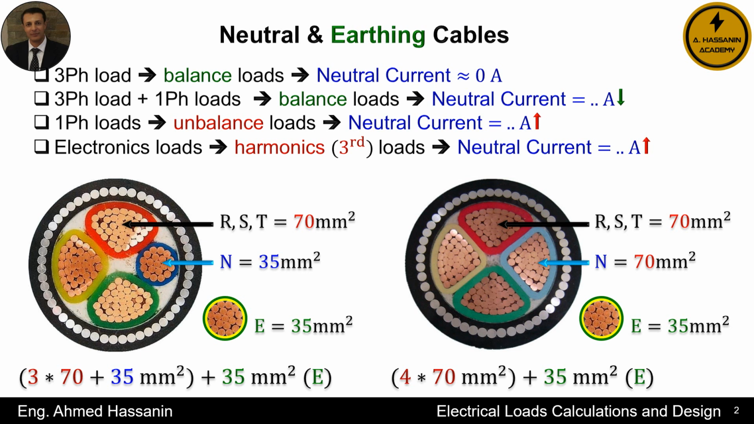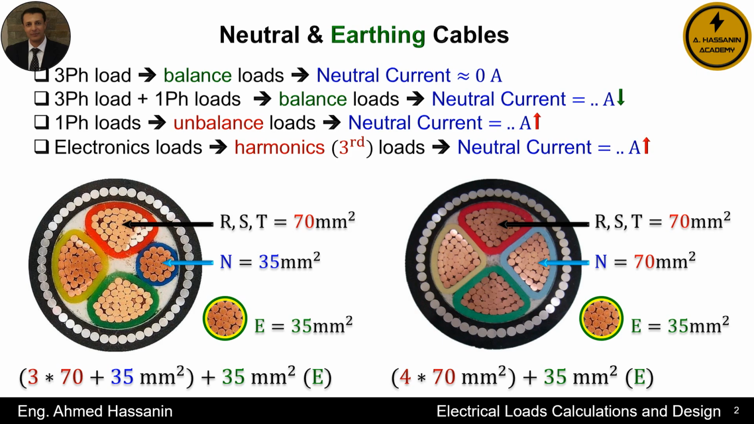Conclusion: if the system consists mainly of balanced three-phase loads, choose the left side configuration, neutral at half the phase conductor size. If the system contains single-phase loads or harmonic generating loads, choose the right side configuration, neutral same size as phase conductors. To make the final decision, analyze the load distribution and check for significant harmonic presence in the system.